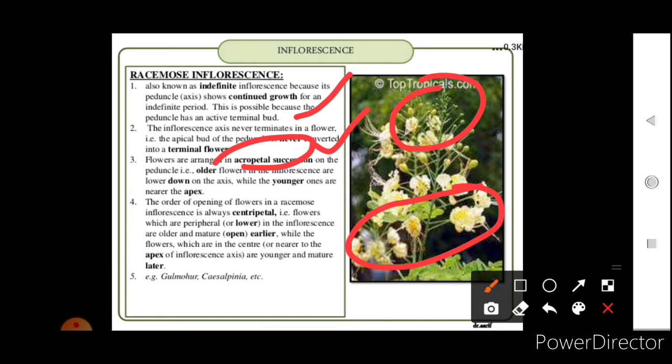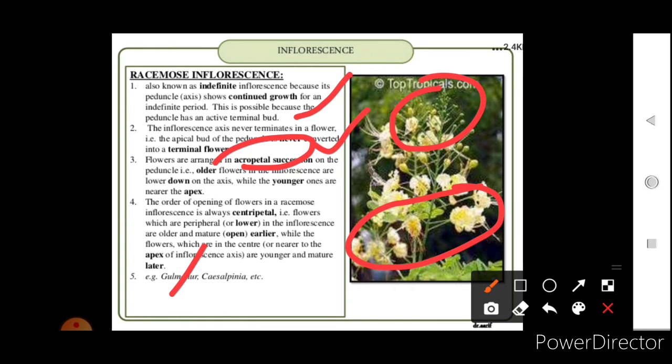The order of the opening of flowers in a racemose inflorescence is always centripetal. That is, flowers which are peripheral or lower in the inflorescence are older and mature earlier, while the flowers which are in the center or near the apex of the inflorescence are younger and mature later. Okay, you can see this in gulmohar very easily. Okay, so this is racemose.